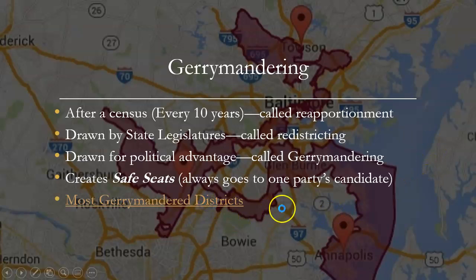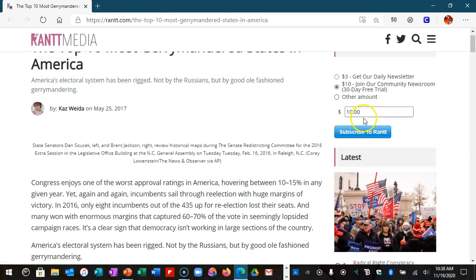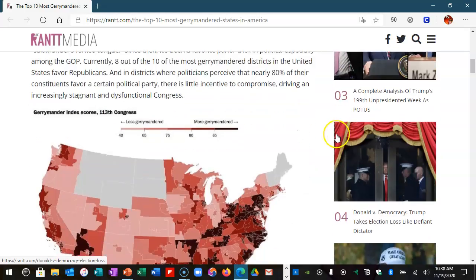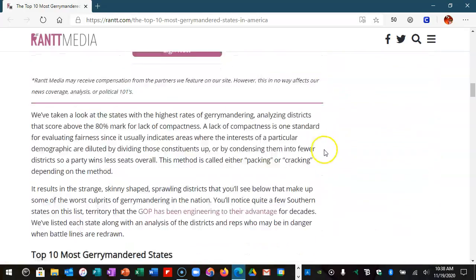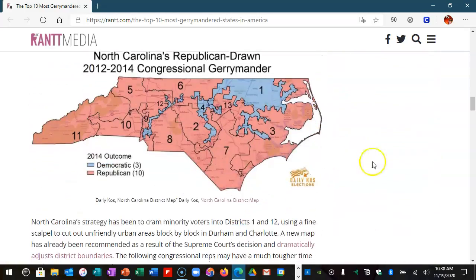Now, let me show you some of the most gerrymandered districts in the United States. The first one we're going to look at is in North Carolina. Here we go. If you see District 1 and District 12, there's an arrow pointing to it. These are actually racially gerrymandered. These are districts that were created to create what they call majority-minority districts.